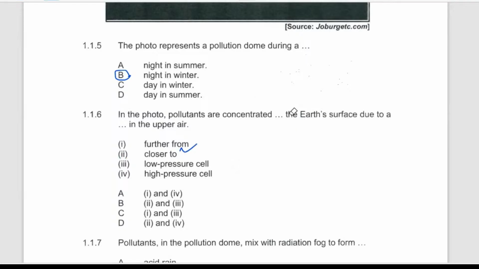They are closer. And why? Because of the dominance of the Kalahari high pressure cell. I think we have discussed that. So the high pressure cell is the one that lowers the pollution dome, is the one that forces the pollutants to lower their level and ultimately concentrate close to the ground surface. So our correct response must be matching item number 2 and item number 4. That is on response number D.